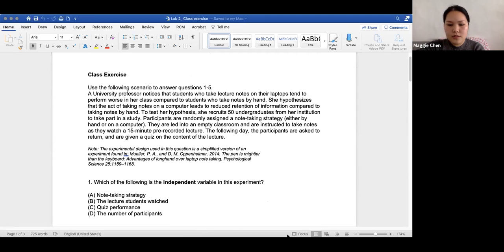Now, if I'm going to share Simutext, can you see this screen, Simutext right now? No, okay, let me try again.